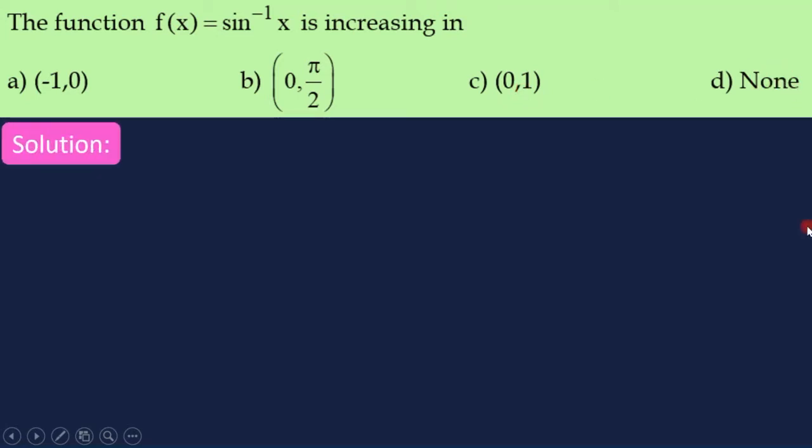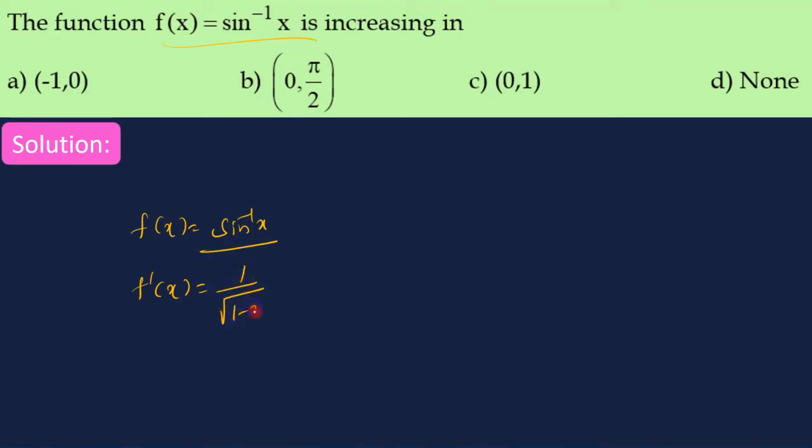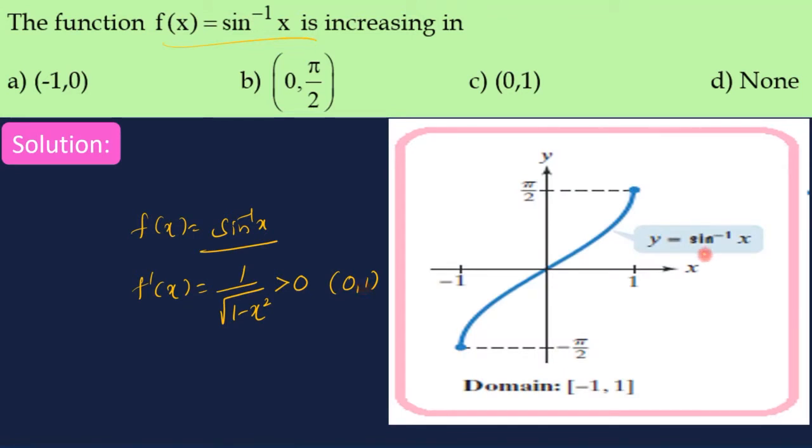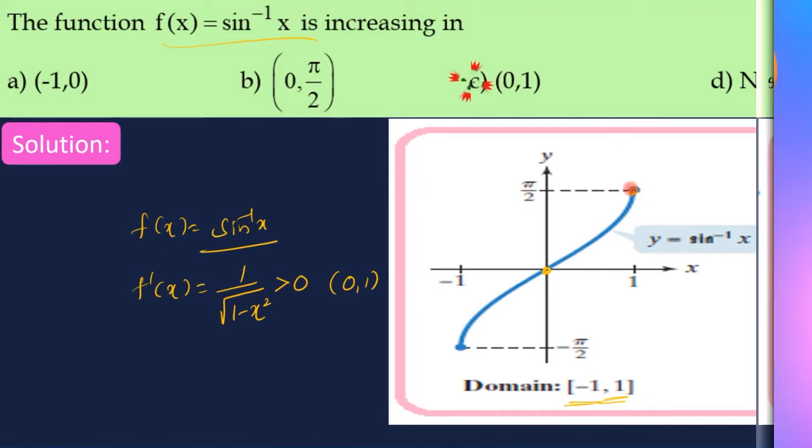Let us find this. Given f of x is equal to sine inverse x. Now f dash of x is equal to differentiation of sine inverse x, which is 1 by square root of 1 minus x square, greater than 0 in the interval 0, 1. See this. Here the domain of sine inverse x is minus 1 to 1. The function is increasing from 0 to 1. Therefore, the answer is option C.